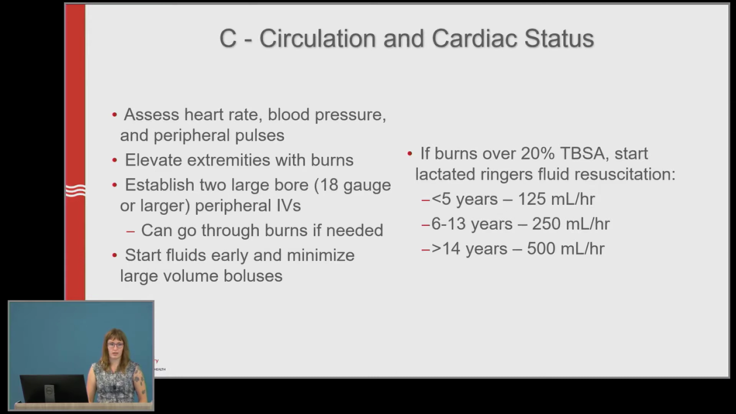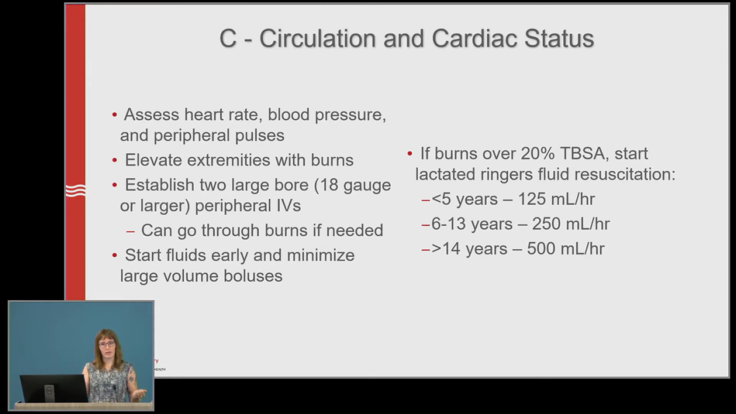For C, circulation, we're obviously going to assess their heart rate, blood pressure, and peripheral pulses. I expect my large burn patients to be tachycardic and hypertensive. So for most people, that means that they're going to have a heart rate in like the 120s, 130s sometimes, and their blood pressure is going to be high because they're in so much pain from their injury. If someone is hypotensive with a burn injury, there is something else going on that needs to be figured out. Burns alone do not cause hypotension unless they're profoundly under-resuscitated and hours out from their injury.